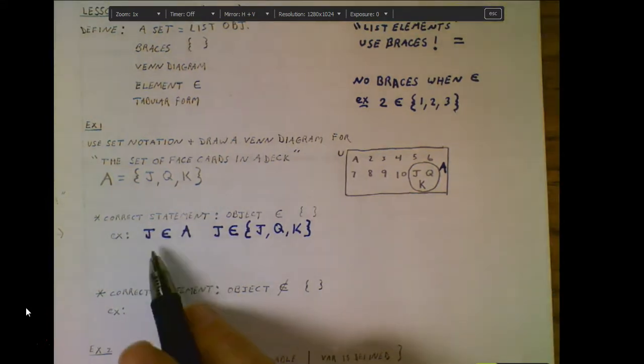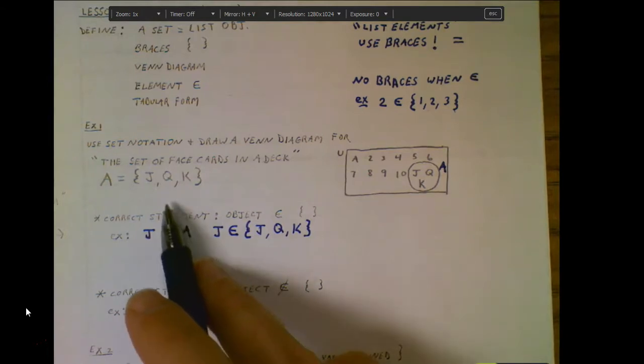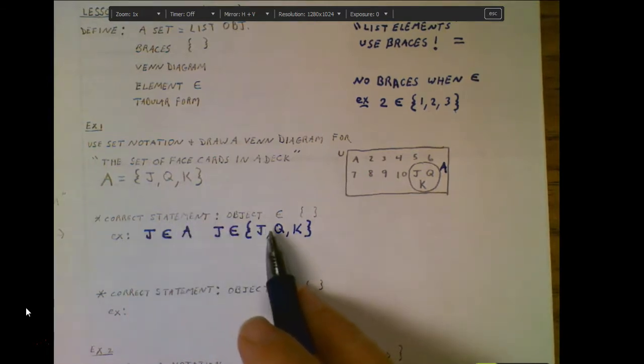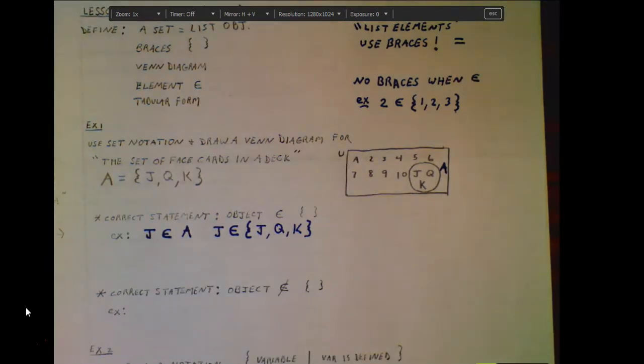So if you're just going to give the name of the set, you wouldn't put braces around that. But if you're actually going to list the set itself, then we do put braces. And so those are just two ways that we could identify one of the objects within that set.